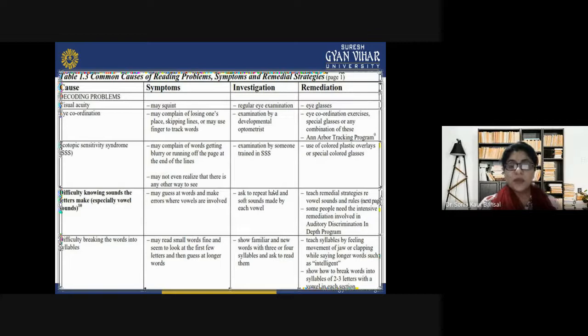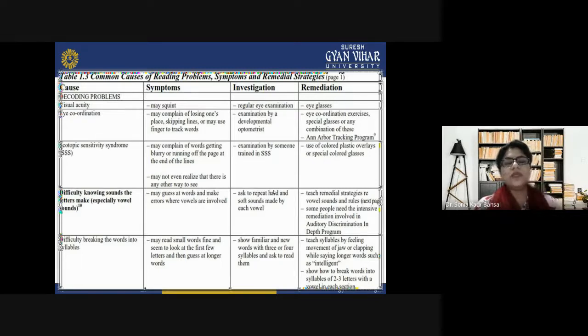Regular eye examination can be done as an investigation, and for remediation, maybe eyeglasses are required. If the vision is not proper, maybe the child is suffering from weak eyes. Then eye coordination: the child may complain of losing one's place, skipping lines when reading, or may use a finger to track the words. This is not a good symptom. So proper eye coordination is very much required.